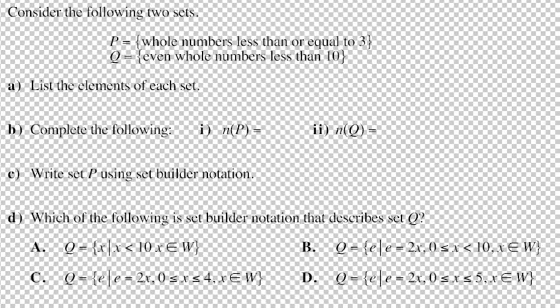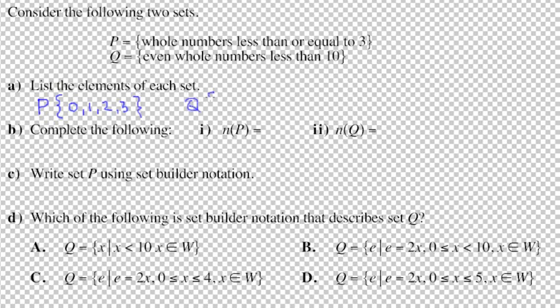Consider the following two sets: whole numbers less than or equal to 3 and even whole numbers less than 10. The first thing they ask us to do is list the elements of each set, which is always a good idea if the set doesn't have a gazillion elements. Okay, whole numbers less than or equal to 3. 0 is a whole number, don't forget, so we start there, and then we have 1 and 2, and 3 is the last number that's less than or equal to 3.